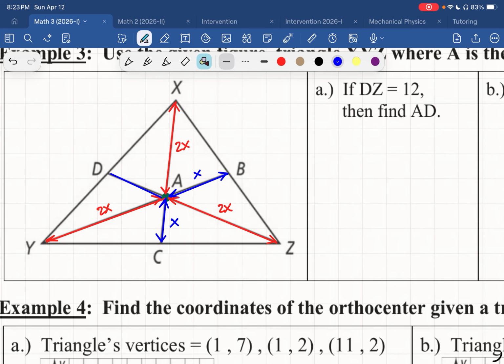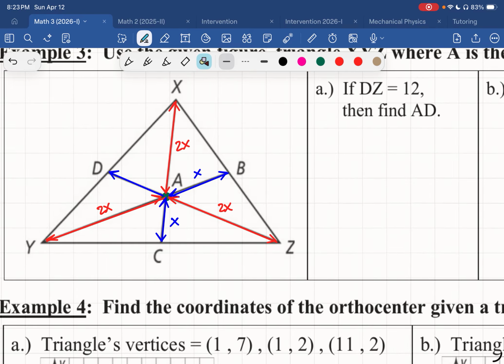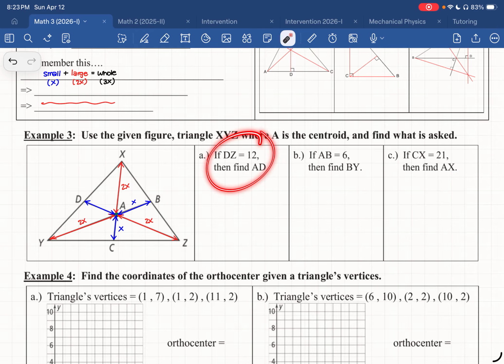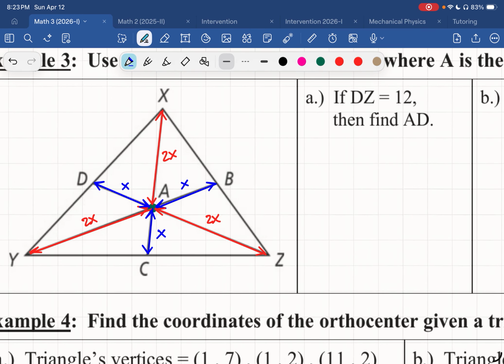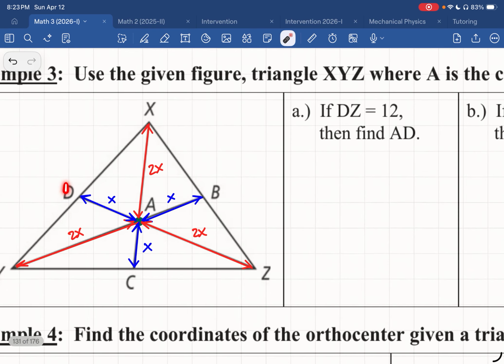Guys, technically, these lines that I just put here, the blue ones and the red ones, are the same for all of the 3 exercises, okay? What is going to change is the information that is being given in each one of them. So in this case, they are telling you, if DZ, which is this distance over here, is equal to 12, then find AD. Who is AD? Only this part over here, from D to A.